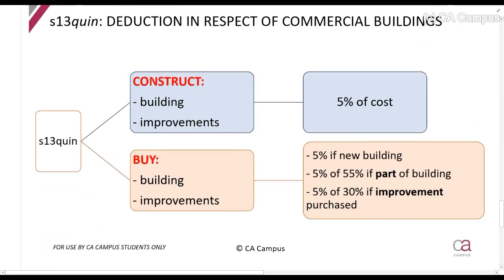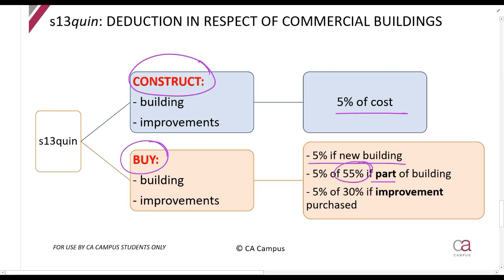So here it's just broken down, so I want you to pay attention. Here's if you do it yourself, so you build a new building or you improve the building, you just say 5% of cost. If you buy the building though, that's where the story comes in. If you buy the complete new building, 5%. If you buy a part of the building, 55%. If you buy an improvement, 30%.